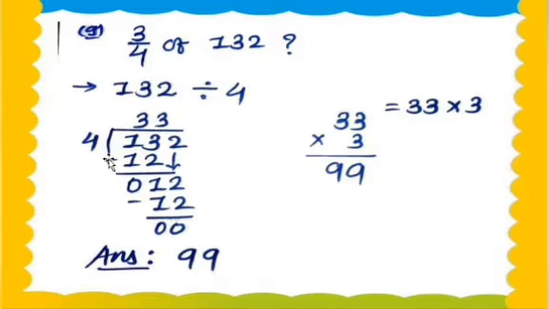So in the table of 4, 132 will not come. So what to do here? We take only the first 2 digits, means here we divide with the first 2 digits. Understood, my dear students? Now we move further. In the table of 4, will 13 come? No, 13 will not come. So what to do, my dear students? We take a smaller number.